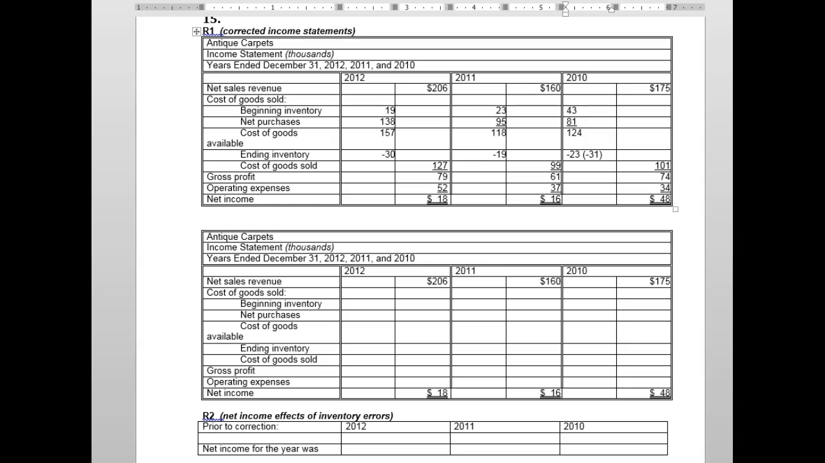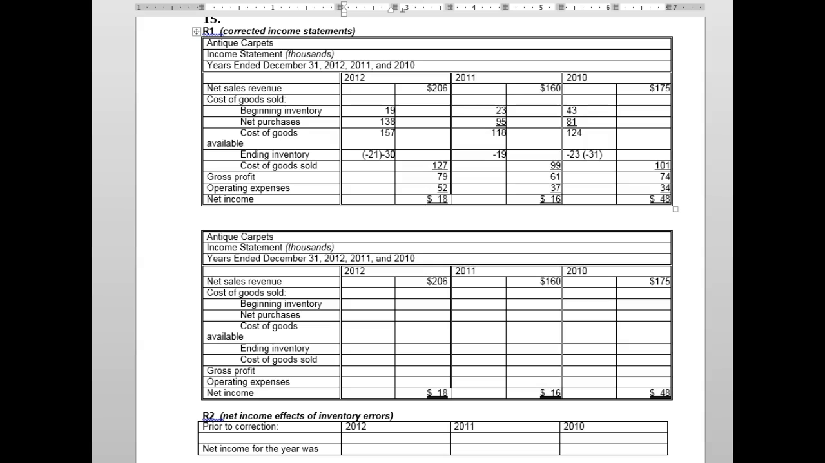And that the ending inventory for 2012, right here, right here, was overstated by 9,000. So that should have been negative, should have been 21,000 instead of 30,000. Oh, there's a 9 instead of a parenthesis. And then it asks you to figure out what it really should have been.